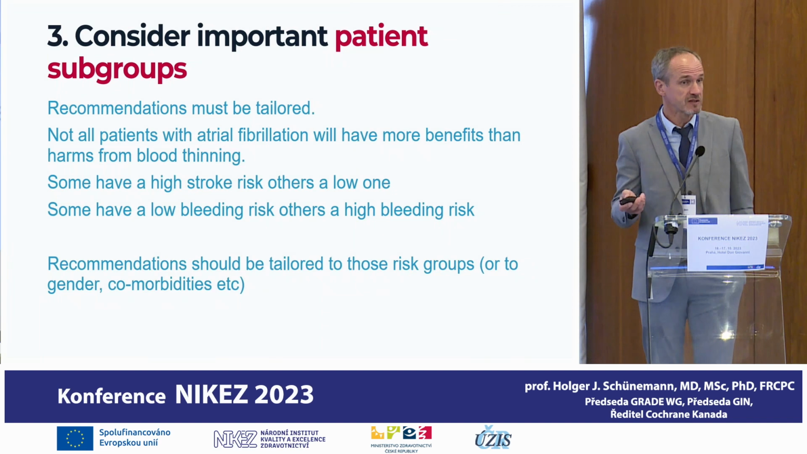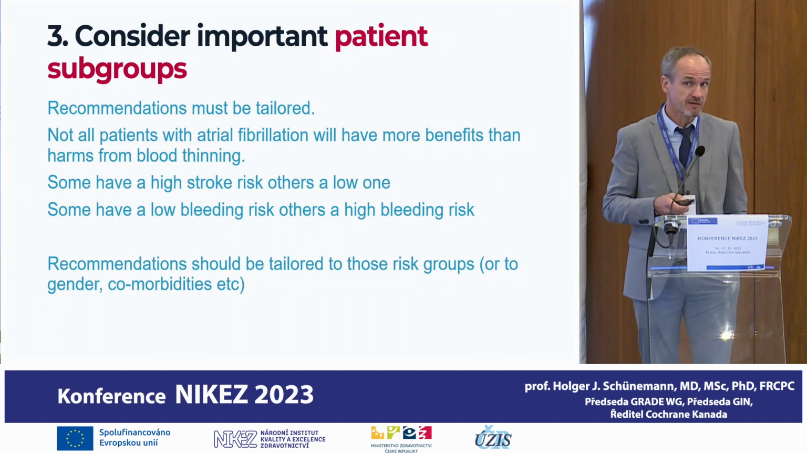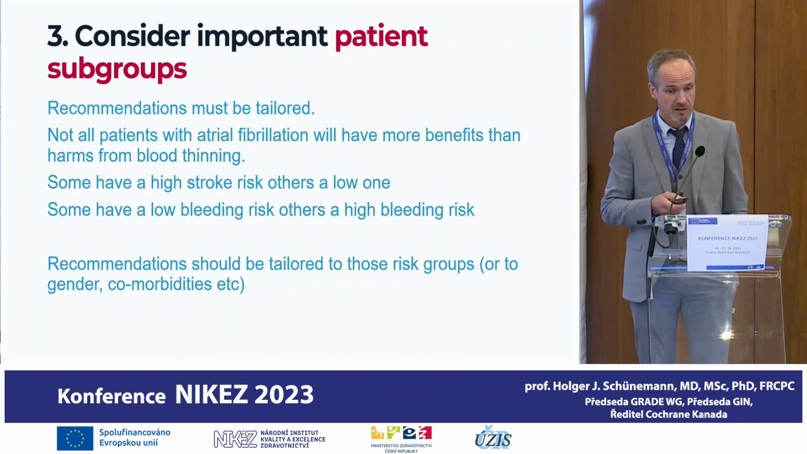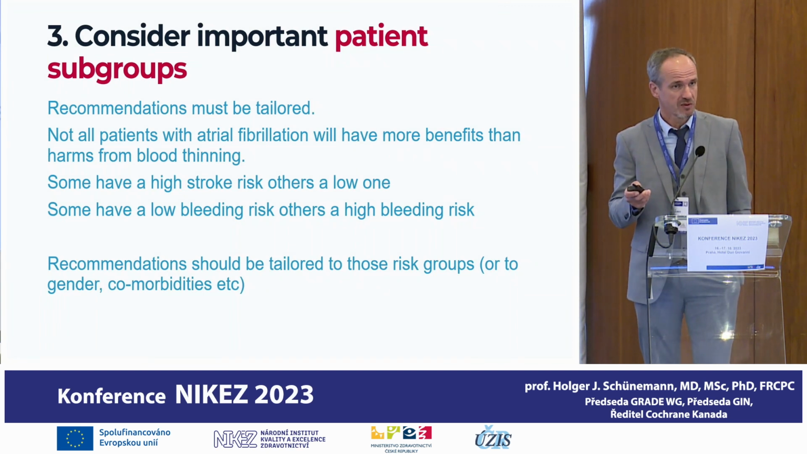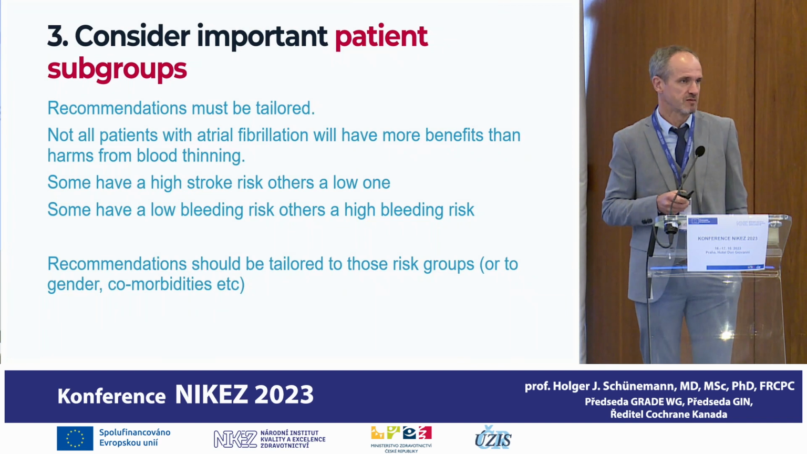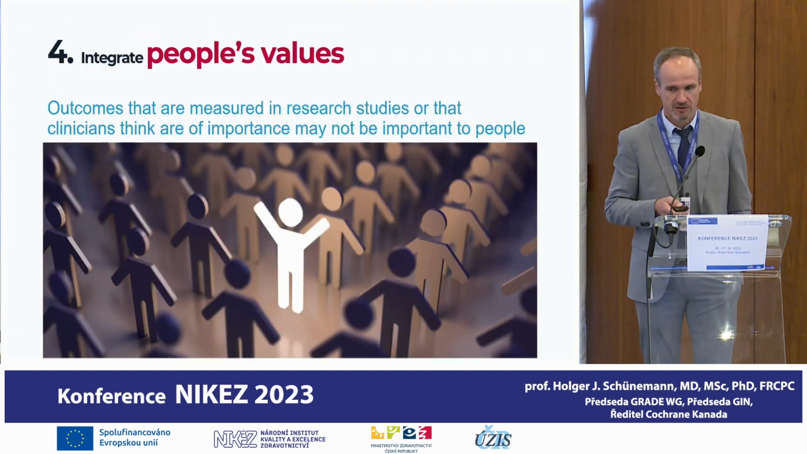So some people have a high risk of stroke, others have a low one. Some people have a high risk of bleeding if you give them blood thinners, others have a low risk of bleeding when you give them a blood thinner. And recommendations, therefore, should be tailored to those risk groups, which requires quite a bit of expertise in order to figure out whether or not there is net benefit in one group or the other. So baseline risk and risk groups have an important impact on what type of recommendations need to be made. And that, as a clinician, from an intuitive point of view, is extremely difficult, and it is why we need good guideline developers.